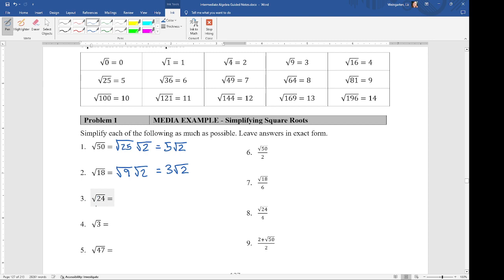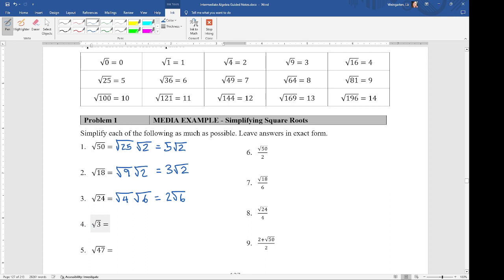24. What perfect square can we factor out of 24? We can't factor 25, it's too big. 16 isn't going to work. 9 isn't going to work, but we can factor a 4. So I'm going to factor the square root of 4 out of there, and I'm going to be left with the square root of 6. I can't factor any perfect squares out of 6, so that's going to stay all by itself, and the square root of 4 is 2, so we end up with 2 times the square root of 6.